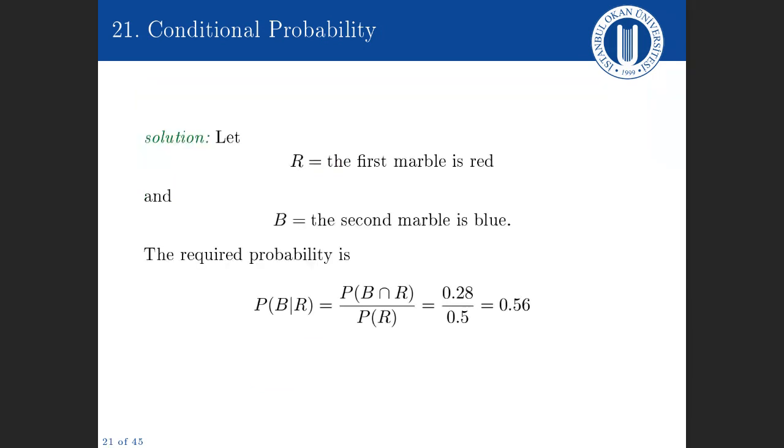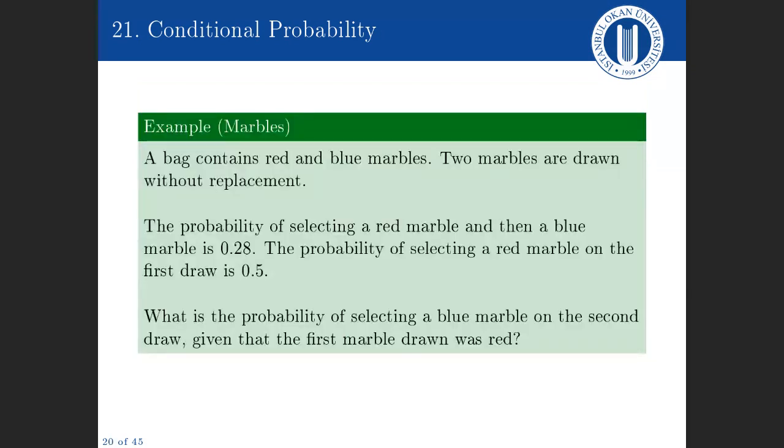Let me go back to the previous example again. We're taking 2 marbles out of a bag. And the question says the probability that the first one is red, and then the second marble is blue, is 0.28. We're going to be using that number. Remember 0.28. The question also says that the probability that the first ball we take out of the bag is red is going to be 0.5. So again, we're going to use the number 0.5. Remember that number.